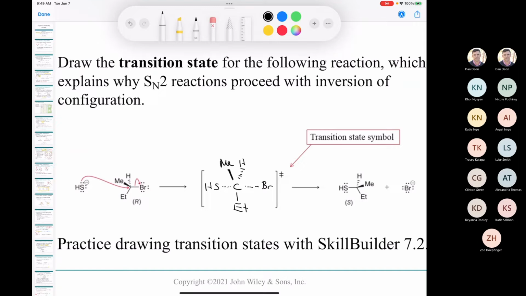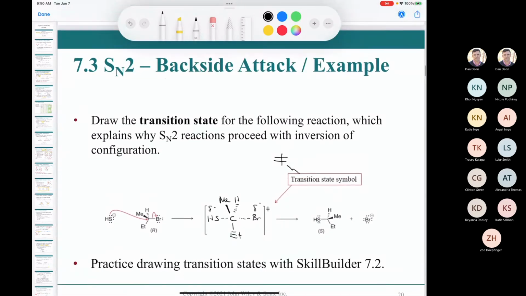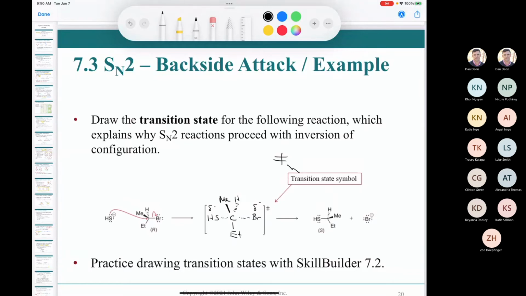Now the hydrosulfide is negatively charged, but it's going to lose some of that negative charge, so I'll put a partial negative charge. And the bromide isn't fully negative yet, but it's becoming more and more negative, and so I'll put a partial negative here. And this double dagger here that kind of looks like a telephone pole, whenever you have something like this outside of a square bracket, that is the symbol for a transition state. It's just a convention in organic chemistry, in any kind of chemistry, for a transition state. So that's what the transition state would look like.